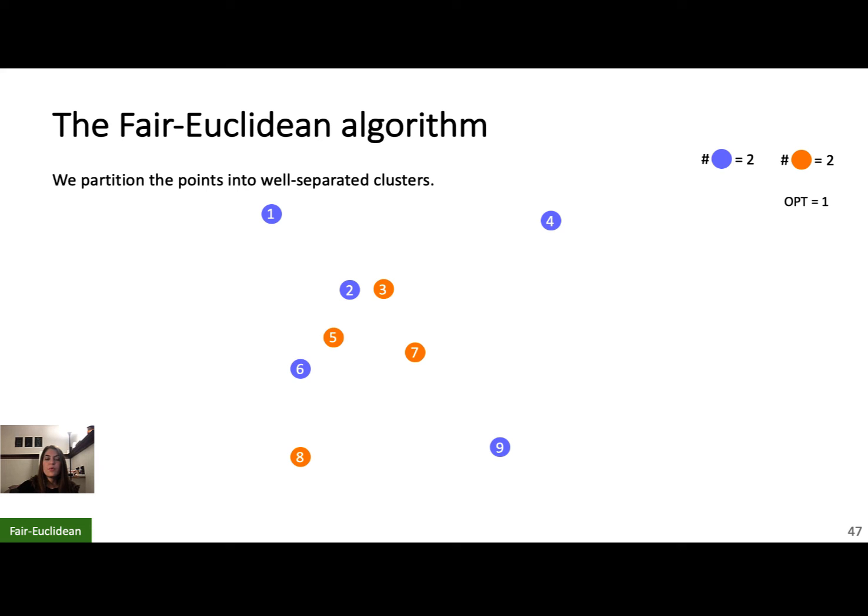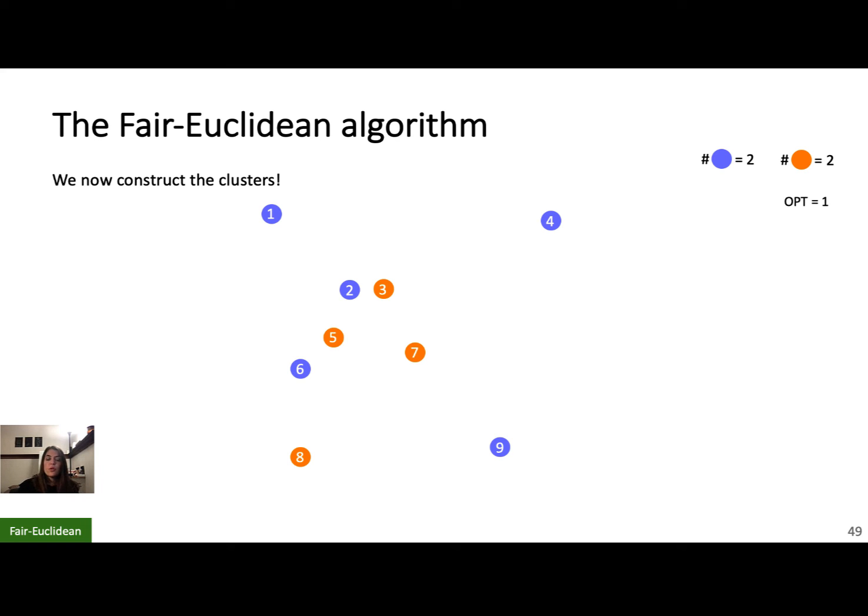The first step is to partition the space into well-separated clusters. This step will allow us to process each cluster independently to pick the necessary number of points. Ultimately, we chunk the point selection problem into smaller subproblems that we can solve independently. So let's now construct the clusters.